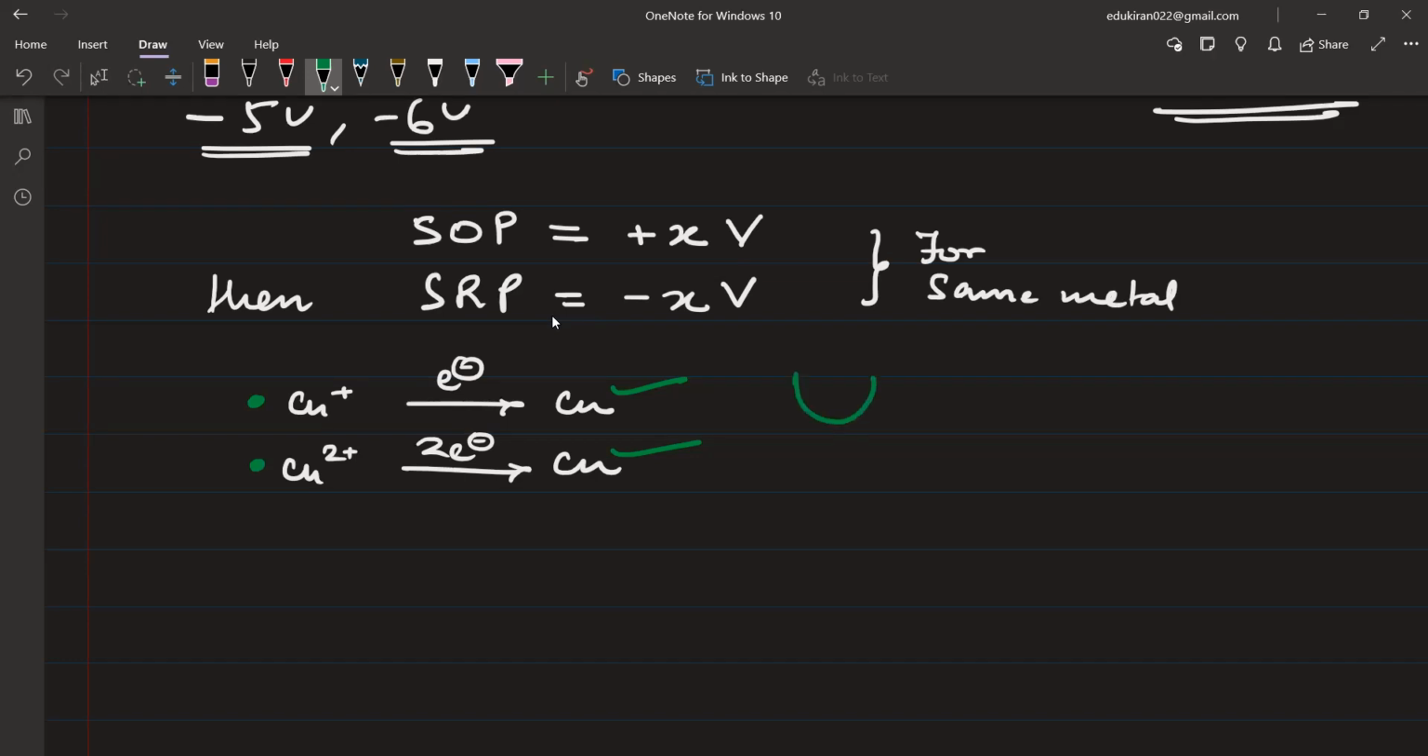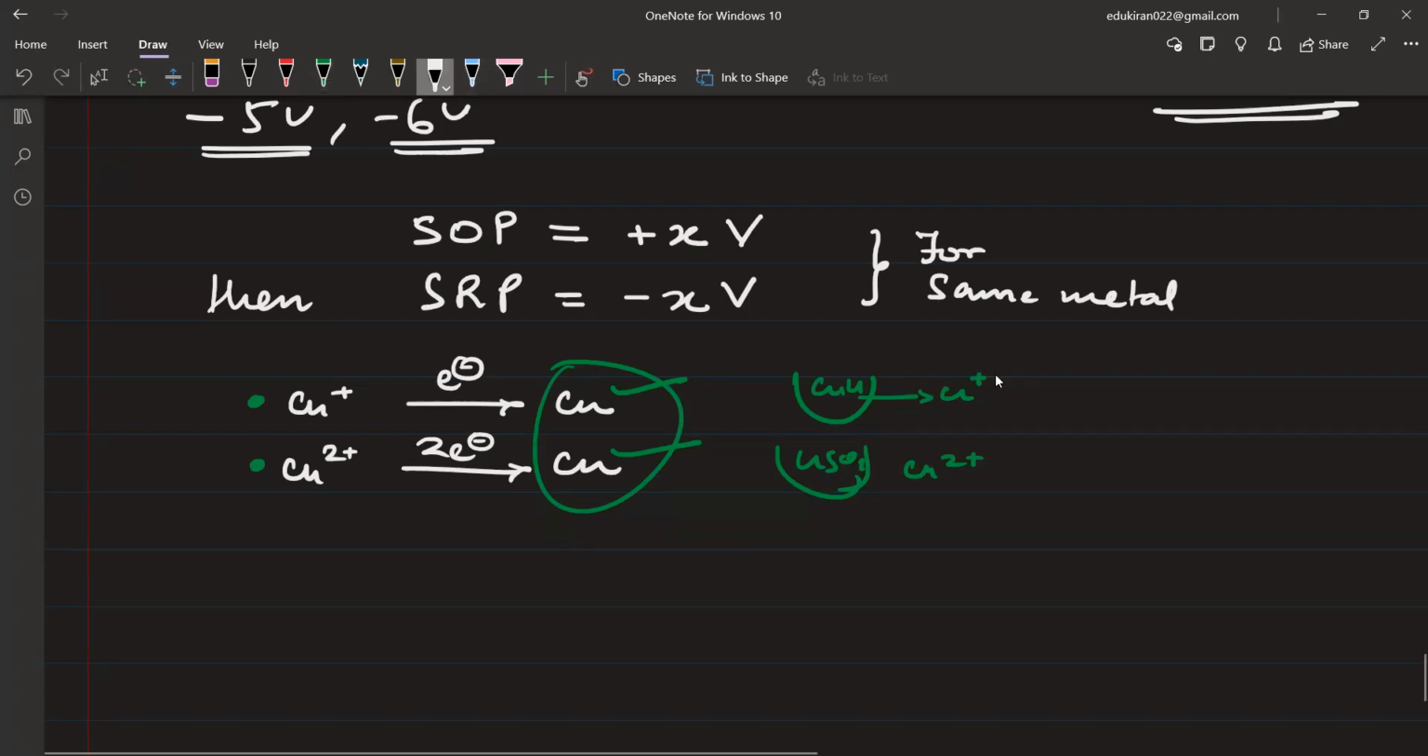Even if you have, let us say, for example, CuCl, or here you have something, let us say CuSO4. So in CuCl, you have Cu with 1 positive charge, and in CuSO4, you have Cu with 2 positive charge. Now, even if you are taking Cu+ or Cu2+, it is going to end up as Cu. Yes or no? Correct?